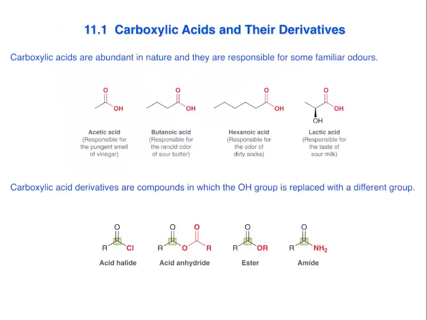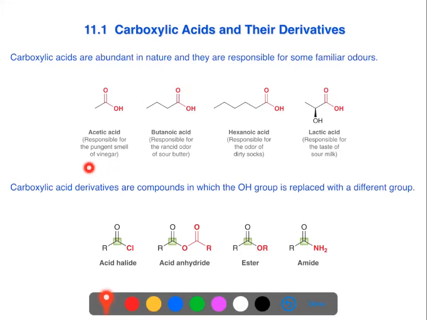Let's begin by introducing carboxylic acids. These are widely found in nature and responsible for some very common odors. For example, acetic acid or ethanoic acid. This is responsible for the smell of vinegar, and vinegar is usually a few percent acetic acid mixed with water. Over here we have lactic acid. Lactic acid is typically the taste or odor associated with soured milk.